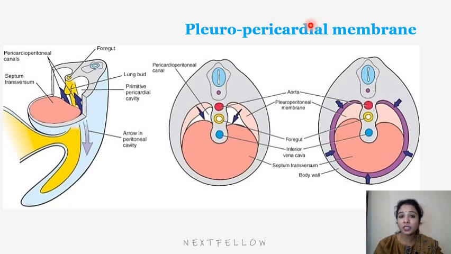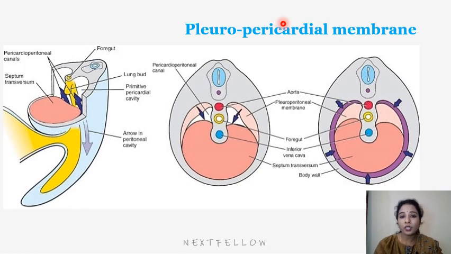During the 6th week, these membranes will form. You can see the pleuro-pericardial membrane forming during the 6th week. From the dorsal side, this is the dorsal mesentery. With the dorsal mesentery of the esophagus and the septum transversum, it fuses to form a part of the diaphragm.